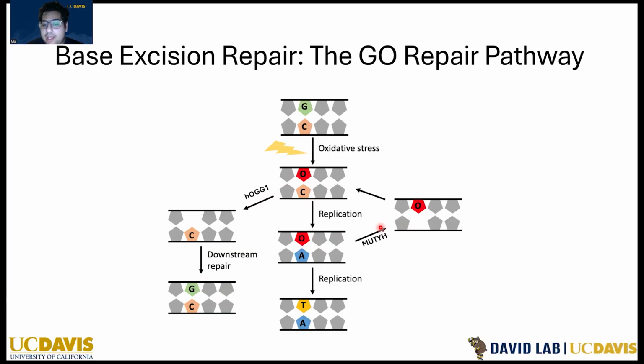The problem with Mut-YH is that many individuals harbor mutations in their Mut-YH gene that are inherited or can spontaneously form throughout life. This can cause a defect in Mut-YH activity and the accumulation of these GC to TA transversion mutations, which is highly associated with colorectal cancer and generally cancer predisposition. The best association is with a colorectal cancer predisposition syndrome called Mut-YH associated polyposis, or MAP.